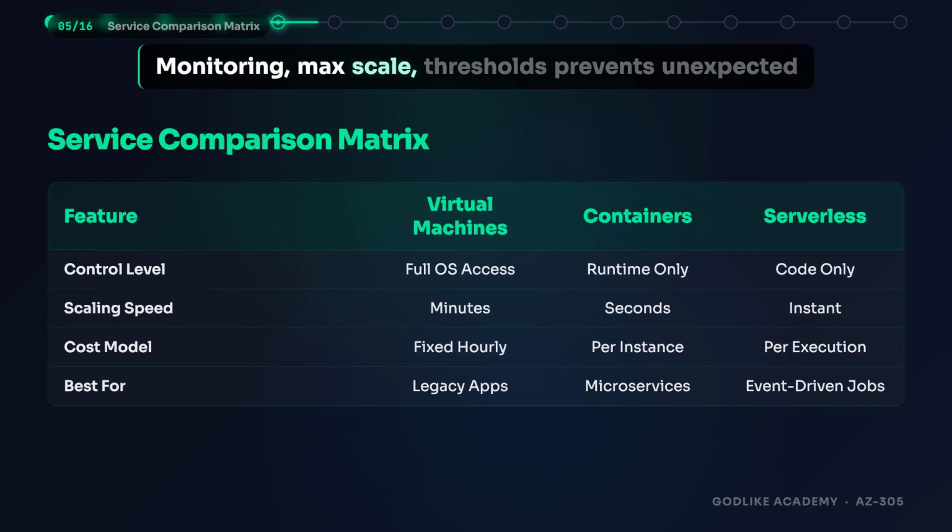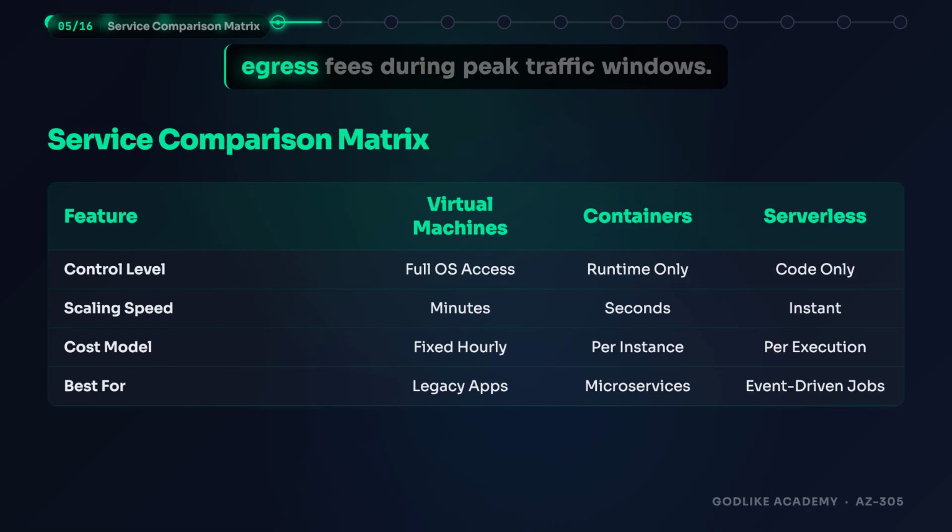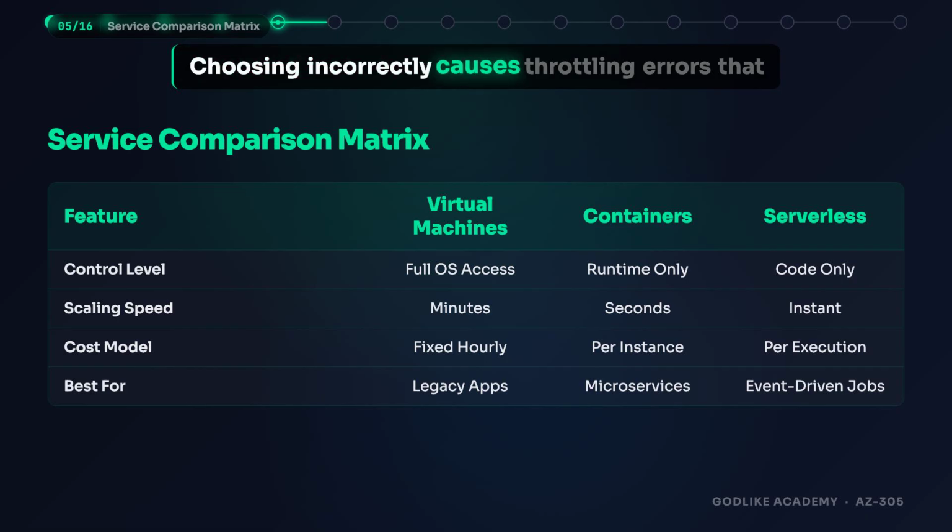Monitoring max scale thresholds prevents unexpected egress fees during peak traffic windows. Choosing incorrectly causes throttling errors that degrade application responsiveness under load.